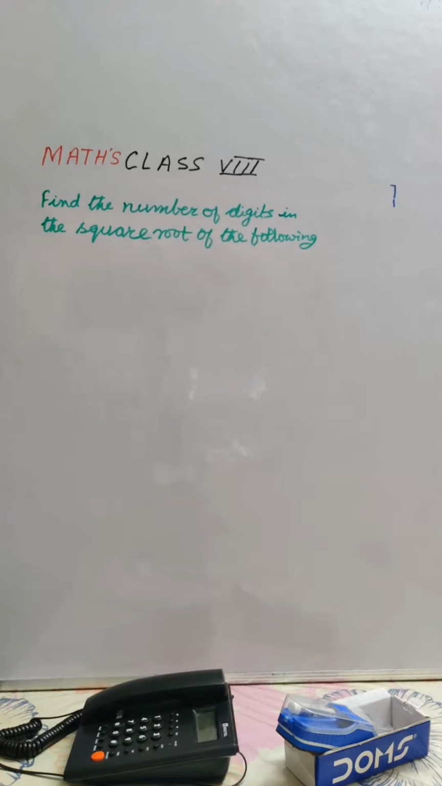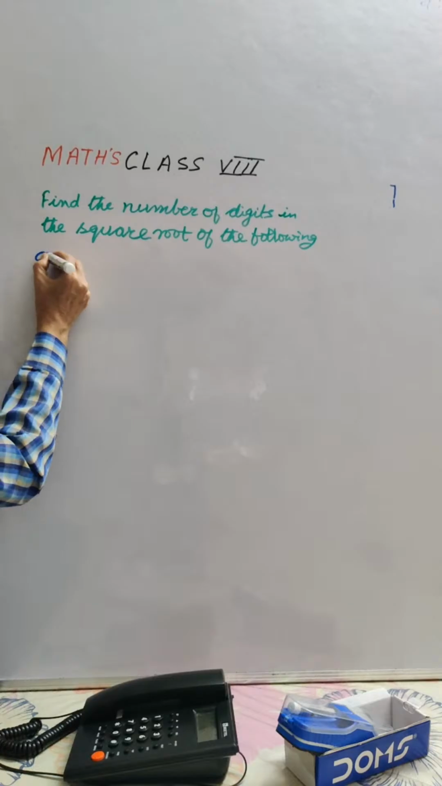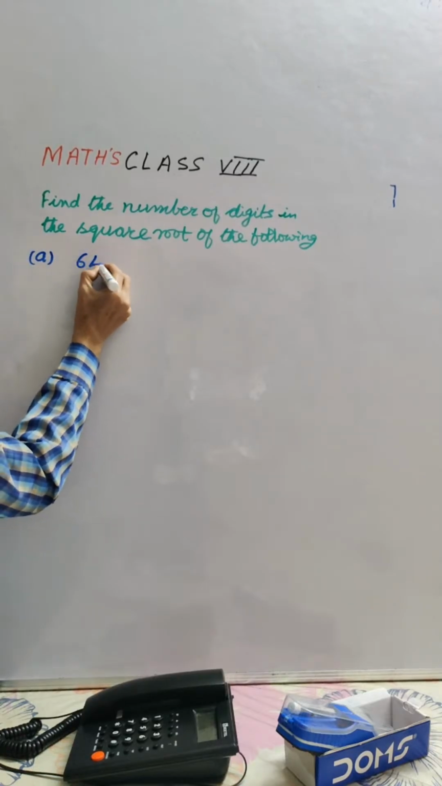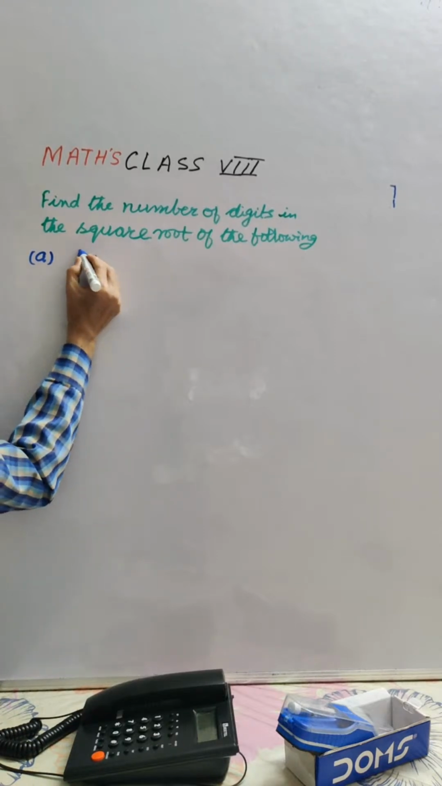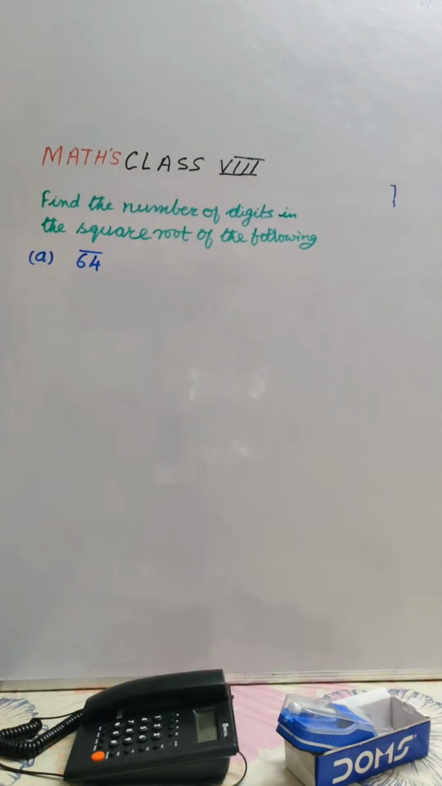तो देखते हैं कितने होंगे. फर्स्ट नंबर इज 64. सो नंबर ऑफ डिजिट्स इन स्क्वायर रूट ऑफ 64, मेकिंग पेयर बनाते हैं. 1 डिजिट होगा. 64 के स्क्वायर रूट में 1 डिजिट ही होगा बिकॉज देयर इज 1 पेयर. एक ही पेयर बनता है तो एक ही डिजिट होगा.